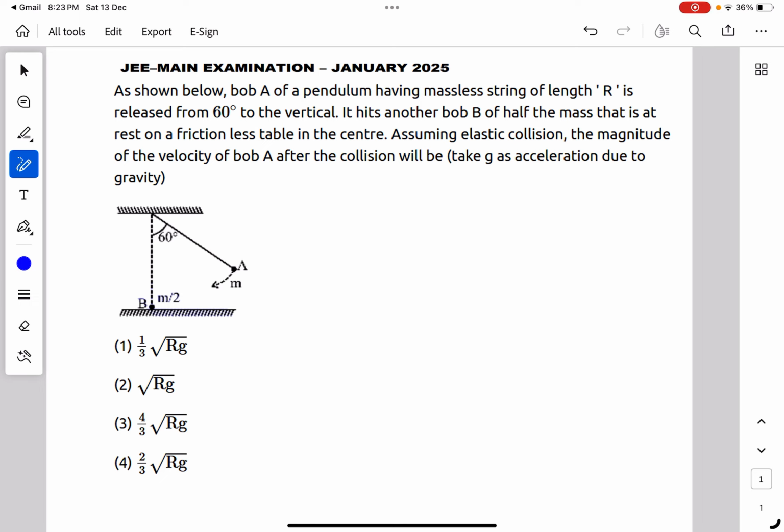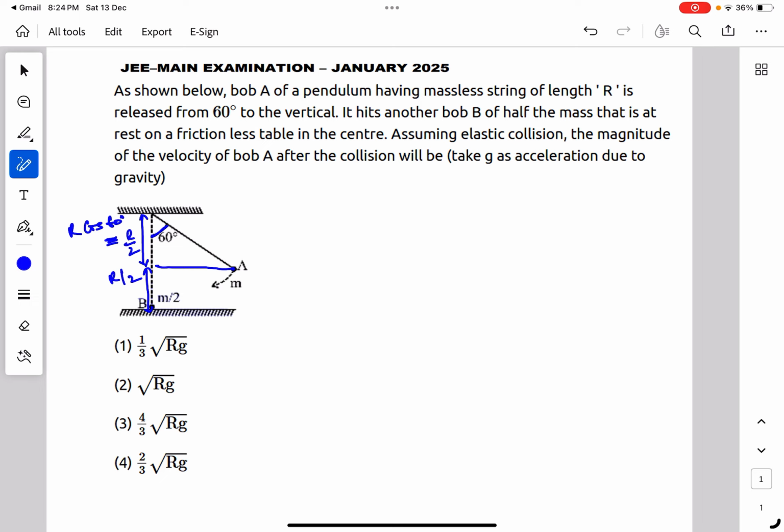So initially bob A is at this position and the string attached to it is making an angle of 60 degree with the vertical. So vertical height of bob A from the top will be equal to r cos 60 degree. This is equal to r by 2. So its vertical distance from the bottom will also be r by 2.